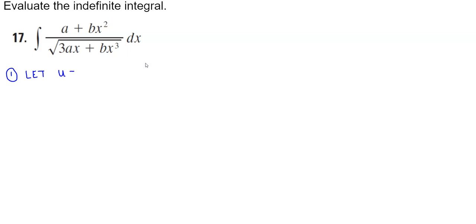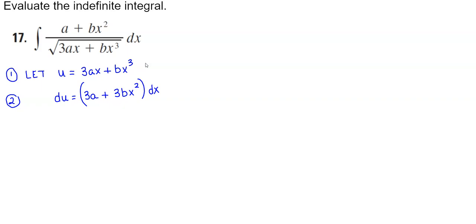So I'm going to let u equal 3ax plus bx cubed. So now we're going to take the derivative of both sides. The derivative of the left side is going to be du. And then we have to take the derivative of those two terms. The derivative of 3ax is 3a. And the derivative of bx cubed is going to be 3bx squared. Now, because we took the derivative of two terms on the right side, that means that we have parentheses times dx. So we have to make sure that we include the parentheses around that.